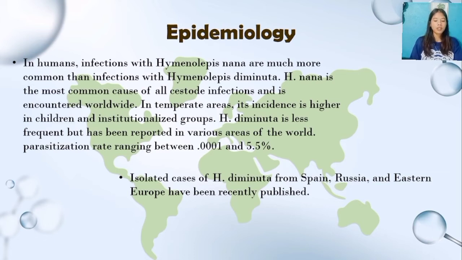H. diminuta infection in humans is rare, typically occurring in isolated cases. Several studies of H. diminuta exist as case reports describing single affected individuals. Isolated cases of H. diminuta from Spain, Russia, and Eastern Europe have been recently published.